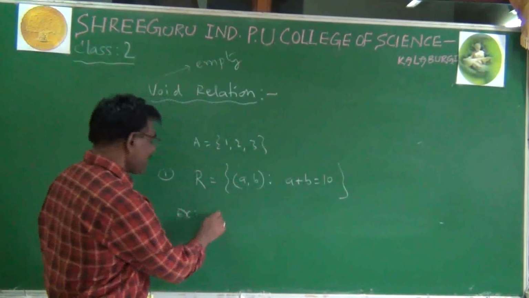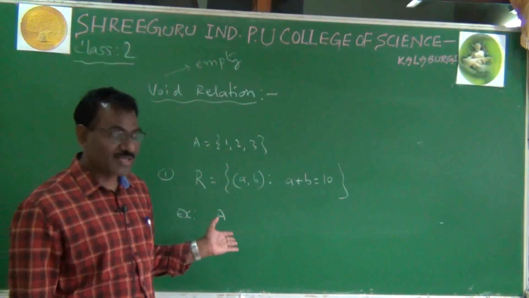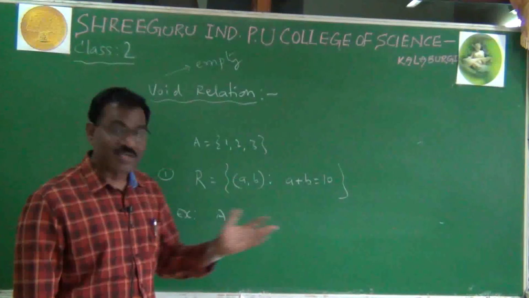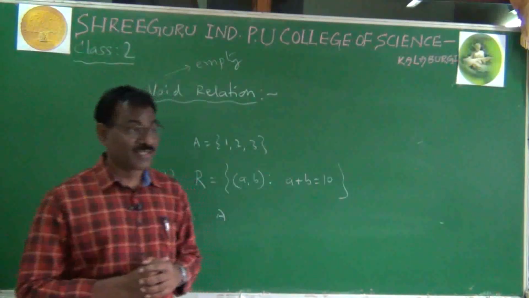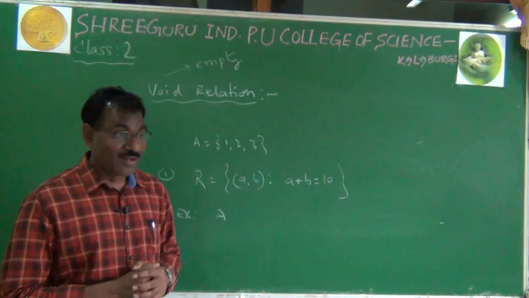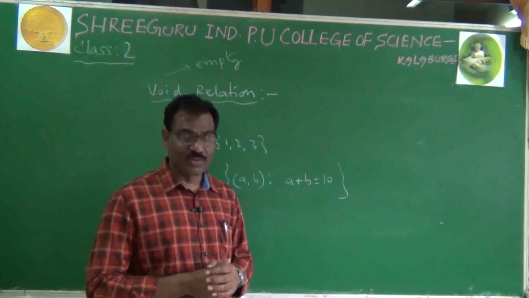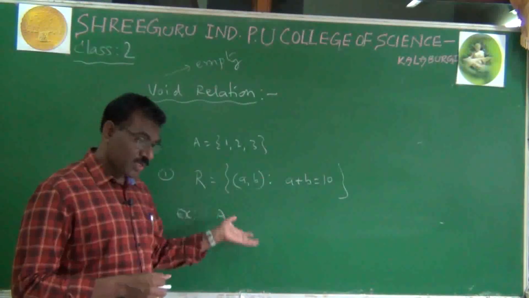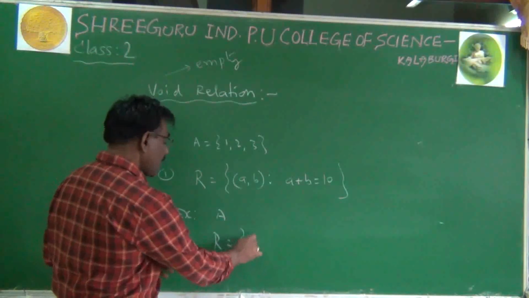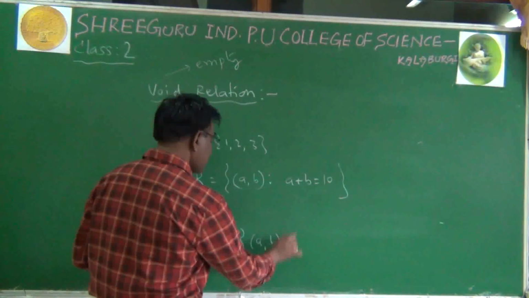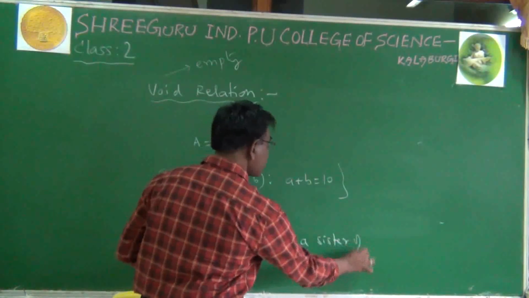So another example. Let A be a set. Let A be the set of students of a boys' school. Then R is equal to (A, B) such that A is sister of B.